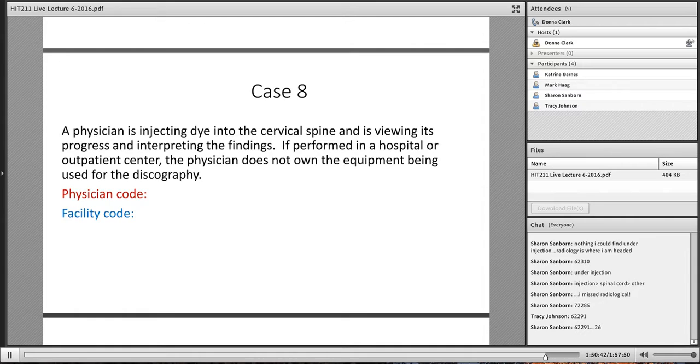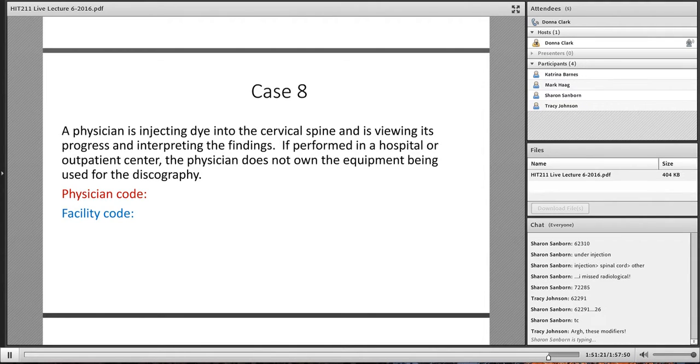Now for the facility, because it was performed at a hospital outpatient center but the physician does not own the equipment, that means the facility owns the equipment. So the facility would code the same radiology code, 72285, but we're going to use what modifier? TC. There you go. Because that's the code to reimburse on the equipment usage. And only the physician will code the actual procedure, the 62291, and then the 72285 modifier 26. You understand how that works?